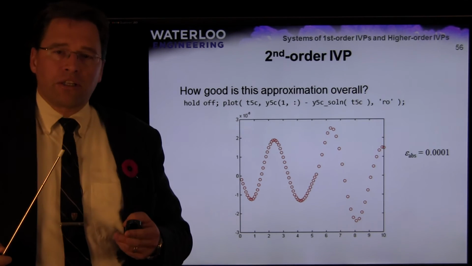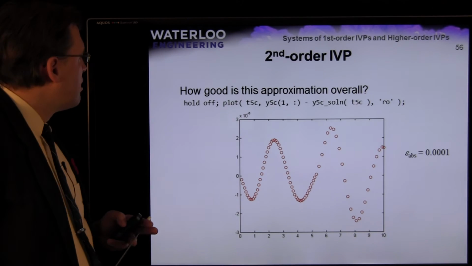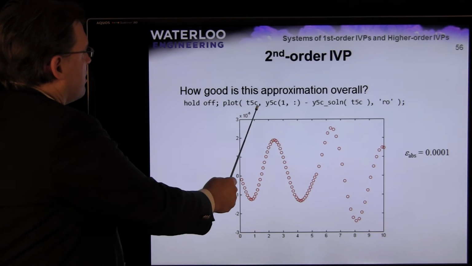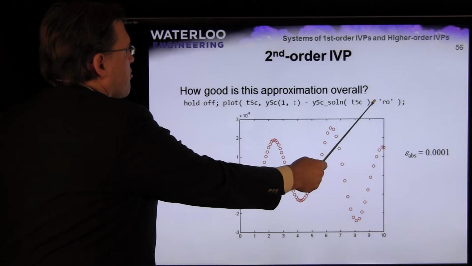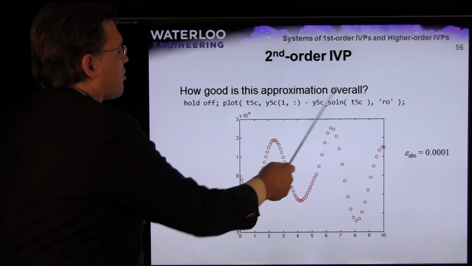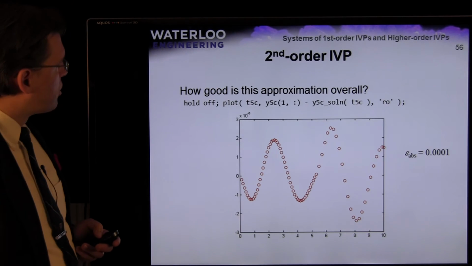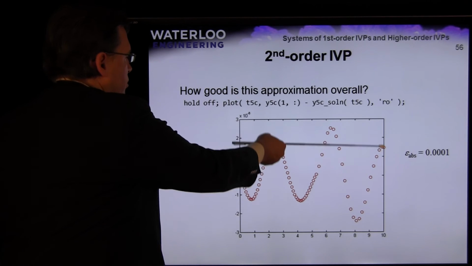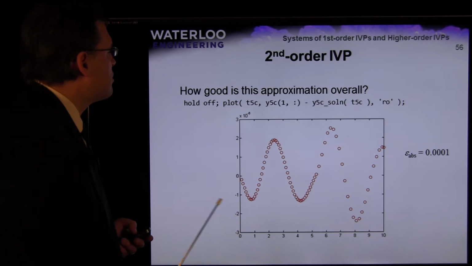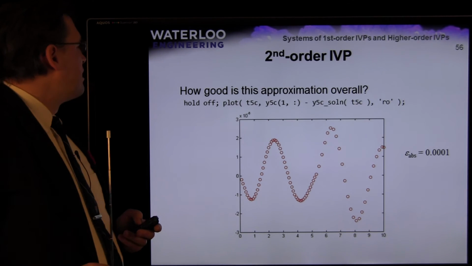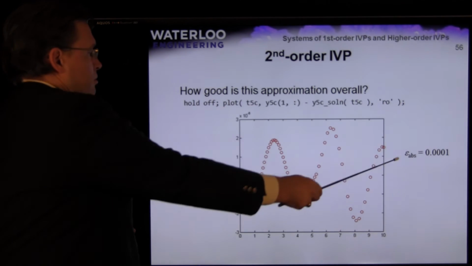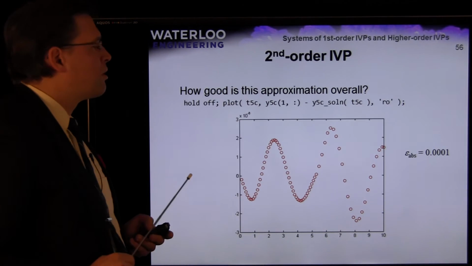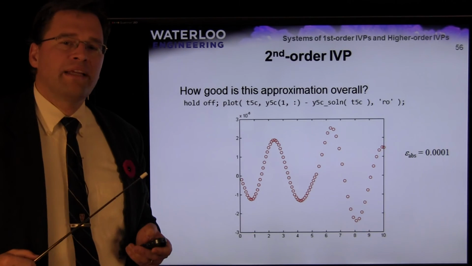We can even plot the error directly by taking the values of the function and subtracting off the actual solution at those times. So as we can see on the entire interval, the error does not seem to go outside 3 times 10 to the negative 6. And again, that's exactly what we asked for. We had epsilon abs to be 10 to the negative 4.